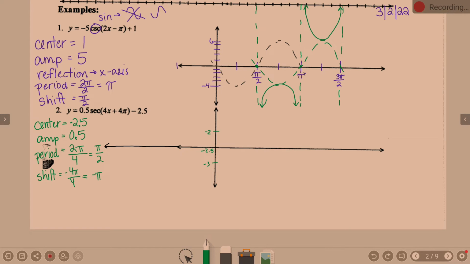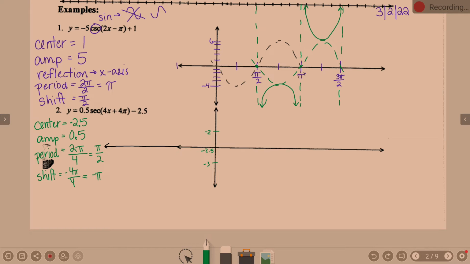Will we ever have a phase shift up or down? Our phase shift up or down is our center line changing. Like this graph is technically moving down 2.5 units because the center line is moving to negative 2.5. So we are shifting up and down, but it's a little bit easier.